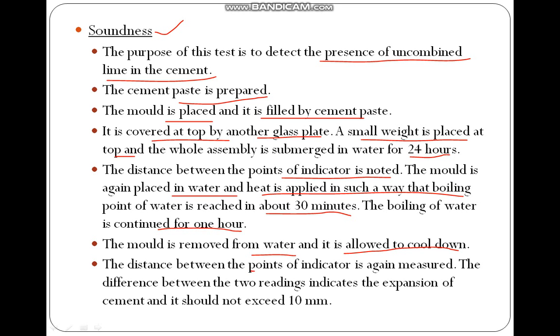So the distance between the points of the indicator is again measured. The difference between the two readings indicates the expansion of the cement, and it should not exceed 10 mm. If it exceeds 10 mm, that cement should be avoided.